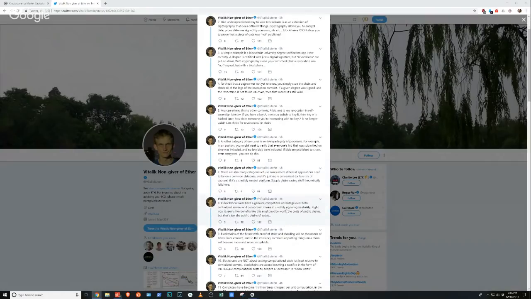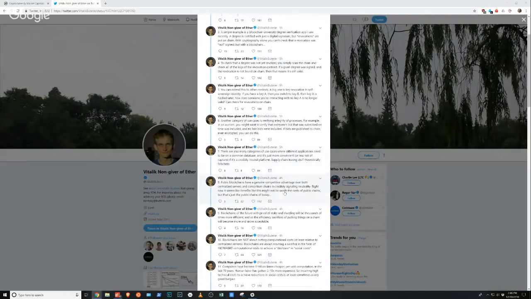All right, so let's keep going. There are also many categories of use cases where different applications need to be on a common database, and it's just more convenient or less risk of capture if it's a credibly neutral platform. Again, you already have to trust somebody, right? Whoever's running the auction, whatever. And it's quote unquote credibly neutral. Well, yeah, you could do that by providing proofs to everybody. All of the stuff that he's saying needs to be on a blockchain, you can provide from a central database, and it's the exact same thing, except you don't have to incur the cost of putting your stuff on Ethereum with gas and all that.